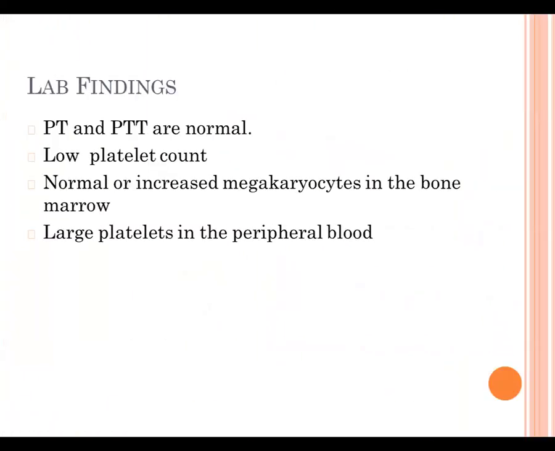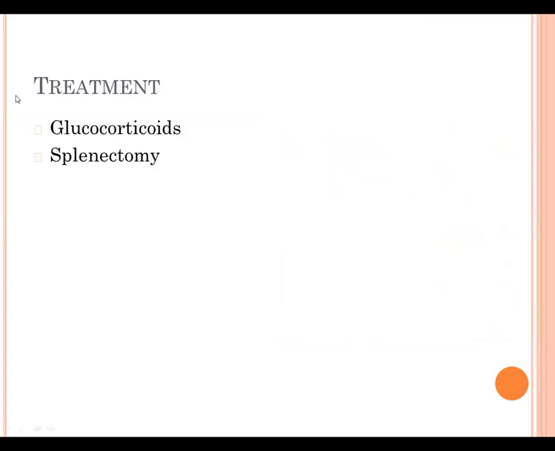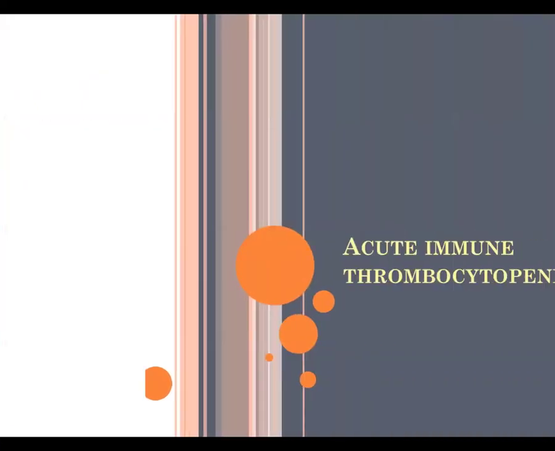These are the complications. Findings, as you know: there is a decrease in the platelet count, so PT and APTT will be normal. There may be a low platelet count, normal or increased megakaryocytes in the bone marrow, and large platelets in the peripheral blood. For treatment we can give glucocorticoids, steroids, and we can remove the spleen to stop the sequestration. So splenectomy can be done.